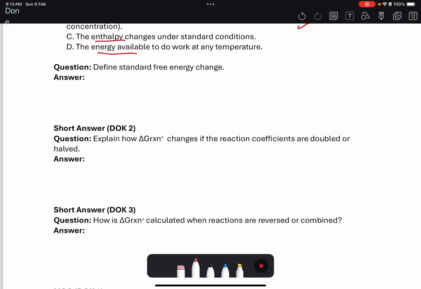Again, as a definition, standard free energy change is the change in the Gibbs energy for a reaction occurring under standard conditions. It's the energy available to do work. So after whatever change that happens, the remaining energy is the one that's going to drive a reaction.